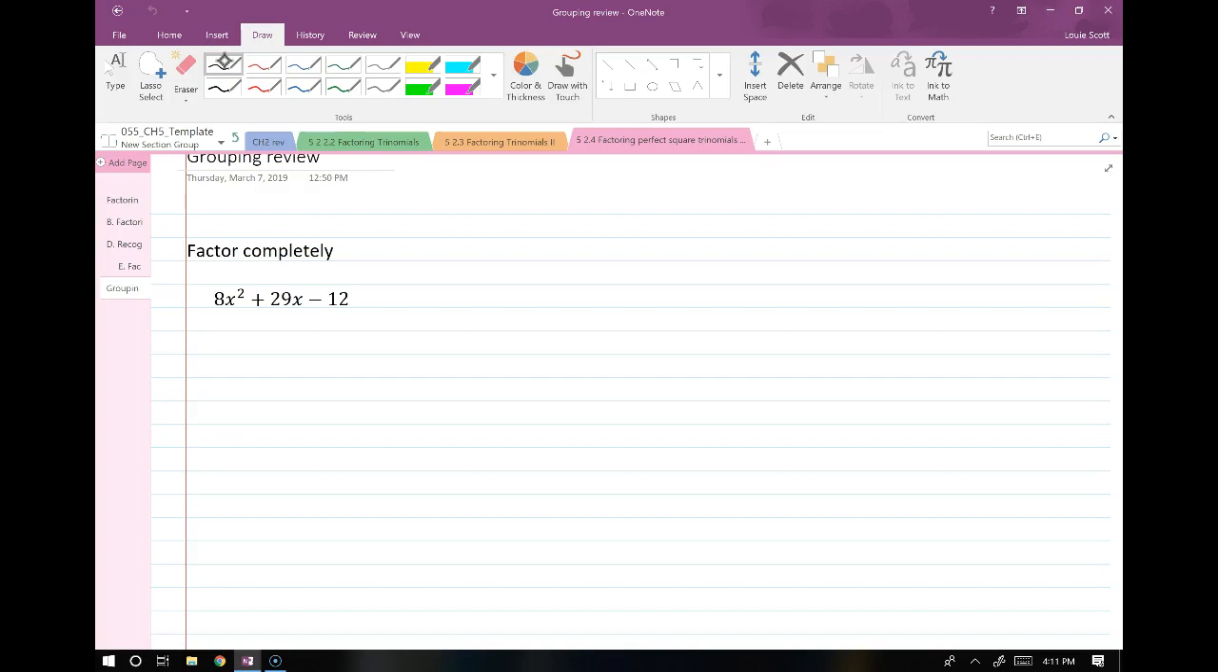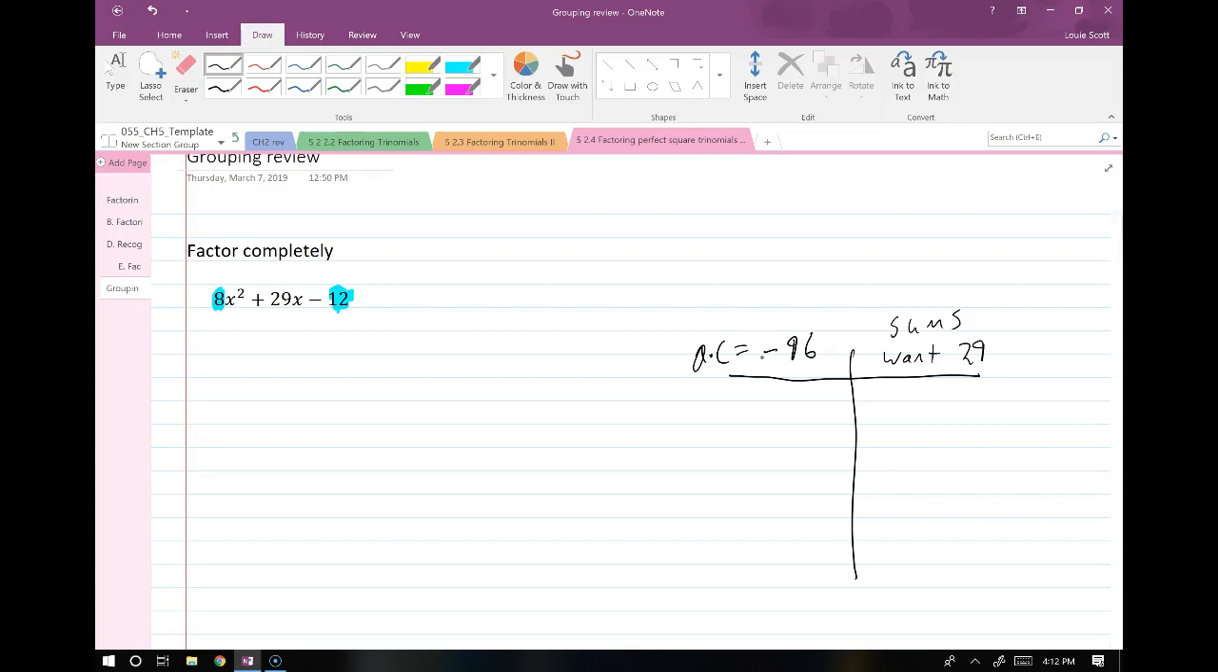Okay. So for this one, once again, we just recognize that this has a coefficient in front of the x squared, so it is an ugly example. So now we make our table. On one side of our table, we have a times c. 8 times negative 12, what is that? That gives us a negative 96. The middle term is 29, so we say sums over here on the other side, and we want a positive 29. Since we're talking about a negative 96, we are going to be thinking about a difference of two factors instead of a sum.